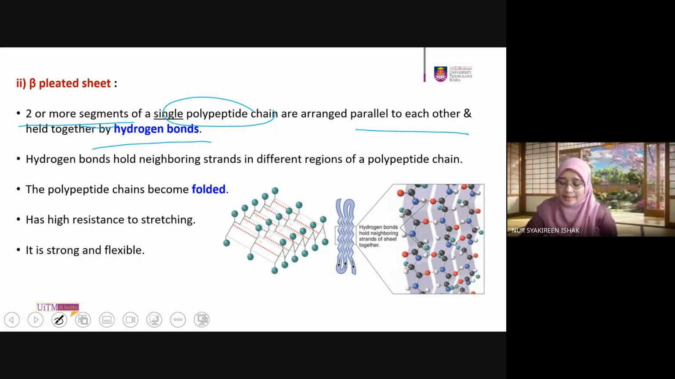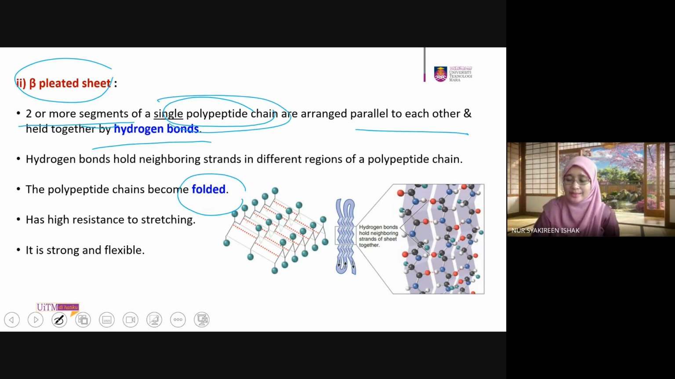So the polypeptide chain becomes folded, has high resistance to stretching, and it is strong and also flexible. So again, for beta pleated sheets, it involves only a polypeptide chain to be folded. And the folding is held by hydrogen bonds between parallel region, between parallel segments.